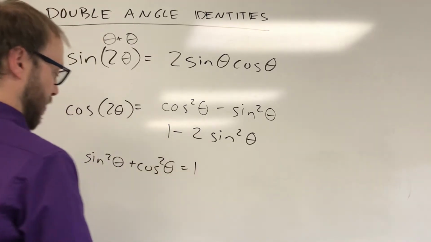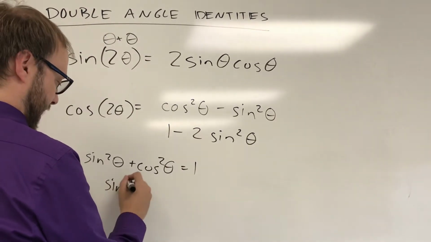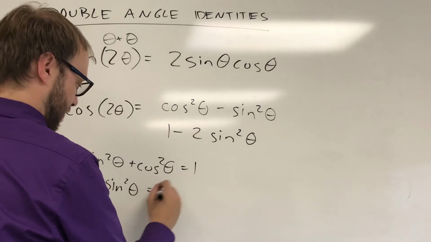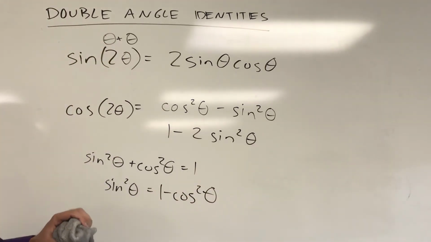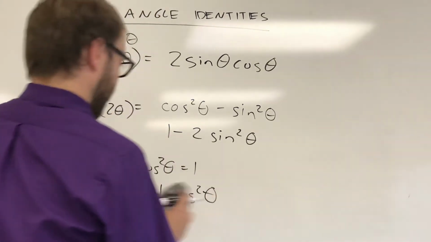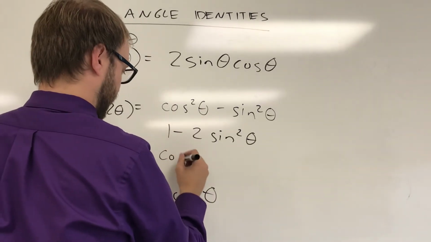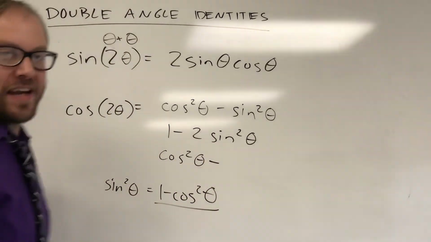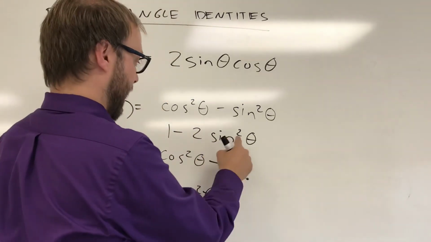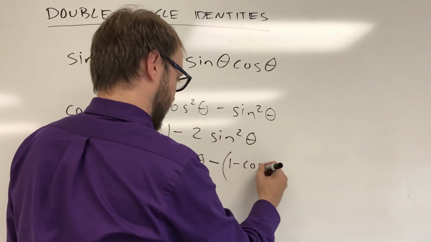Okay. Also, though, if sine squared of theta plus cosine squared of theta is equal to 1, I could also say that sine squared of theta, if I subtract cosine squared of theta from both sides, is equal to 1 minus cosine squared of theta, okay? And if you did that, I'd be subtracting, I'm going to put 1 minus cosine squared of theta in place of sine squared of theta. So that'd be 1 minus cosine squared of theta.